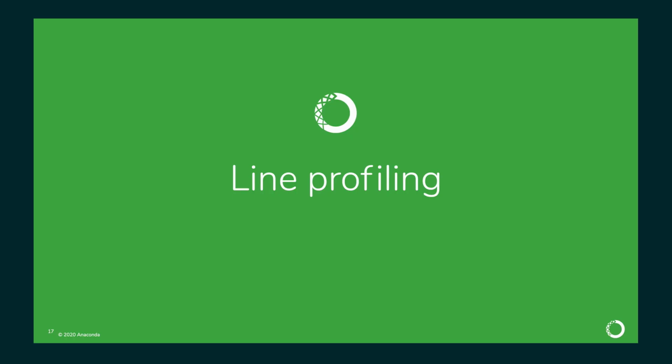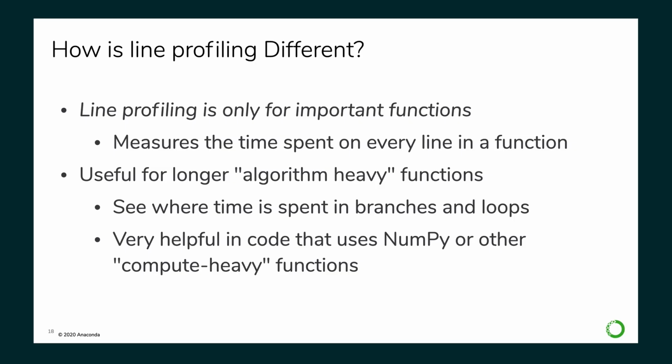So now let's talk about line profiling. Line profiling is different than function profiling because you only line profile important functions. Function profiling, you record the whole program. Every function that's called gets written out to that profile trace. Line profiling has so much more overhead because there is accounting being done on every single line in the function, not just every function call. You can't really afford to line profile every function in your code. Also, that would be an overwhelming amount of information.